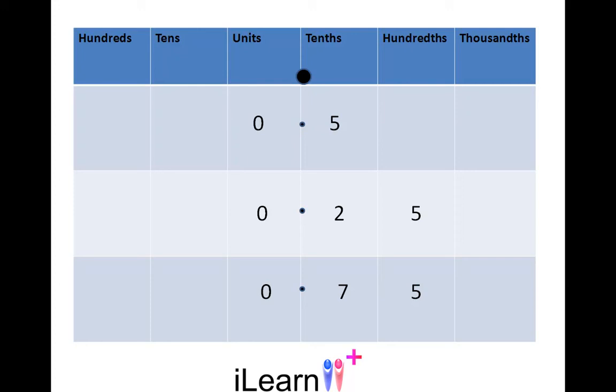So 1/2 is the same as 0.5. 1/4 equals 0.25. And 3/4 equals 0.75. Try to remember these. It will help you to change fractions into decimals and vice versa.